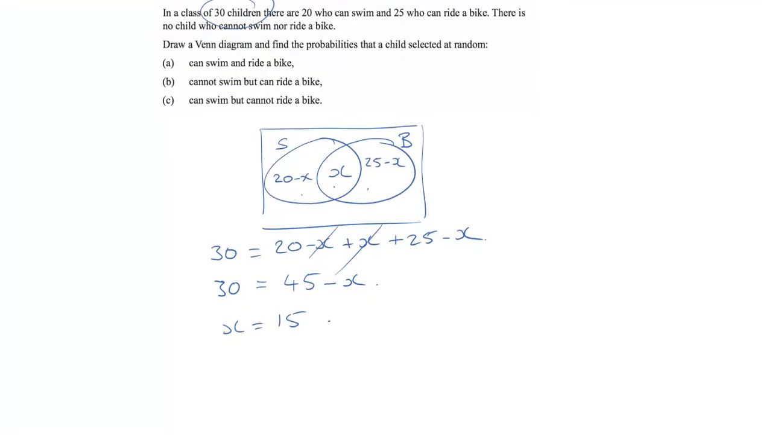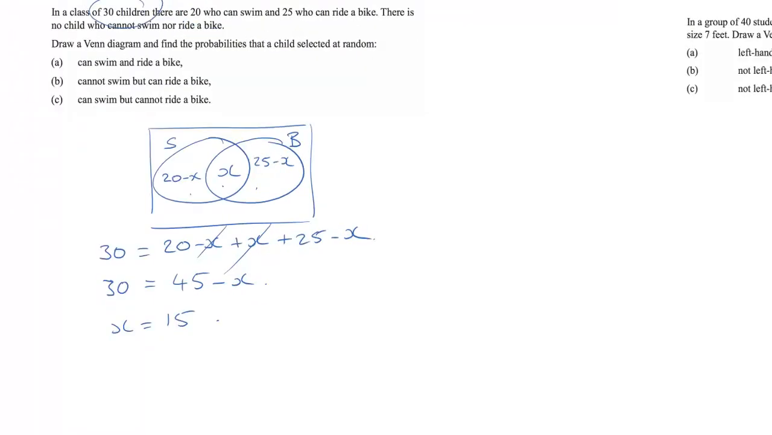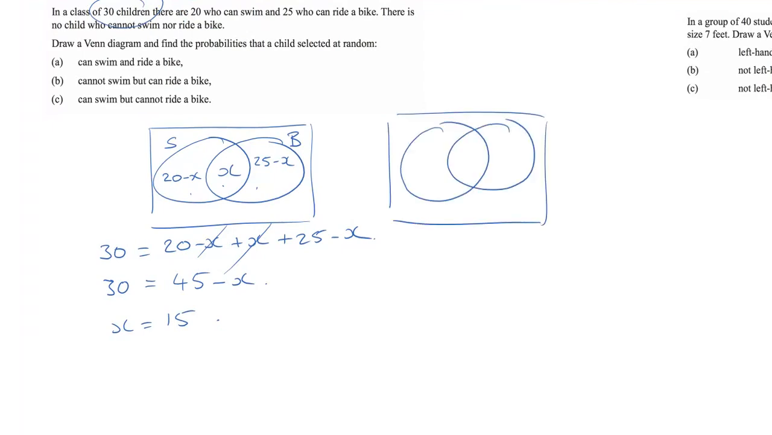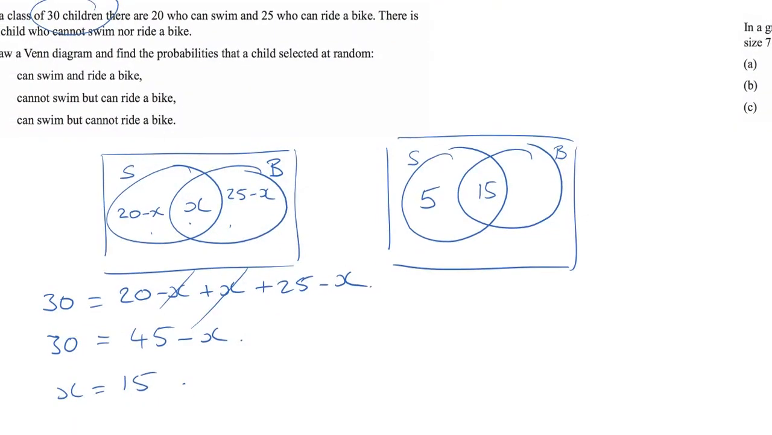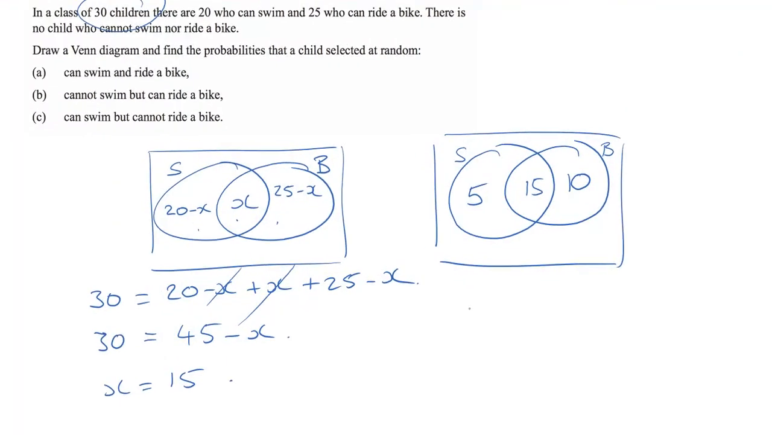Okay, so now I know that x is 15, I can redraw and recalculate this Venn diagram with that information in it, and this should help a lot. So there are 20 swimmers, 15 are in that middle part, then there are 5 that don't ride a bike and swim. And if there are 25 bikers and we've got 15 already, then there are 10 there, look, that don't swim but do ride a bike. Now we can answer these questions.